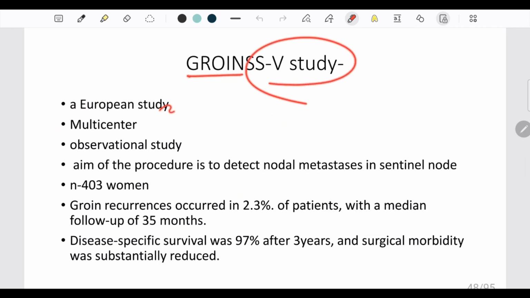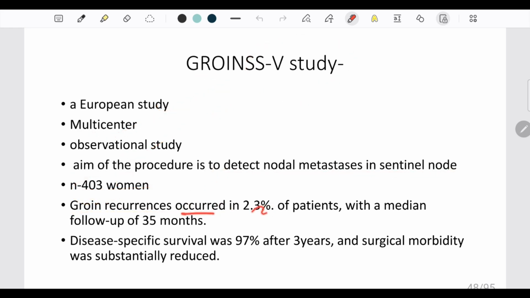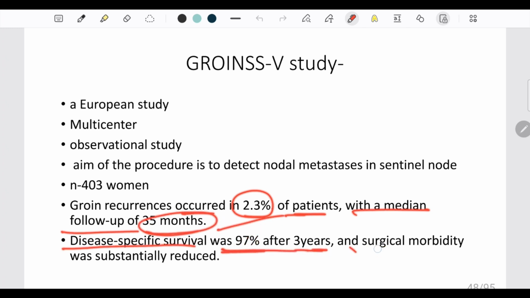The GROINSS-V study is a European multi-center observational study, and the aim of the procedure is to detect nodal metastasis in the sentinel lymph node. This study was done on 403 women. Groin recurrence occurred in 2.3% with a median follow-up of 35 months. Disease-specific survival was 97% after 3 years, and surgical morbidity was substantially reduced.